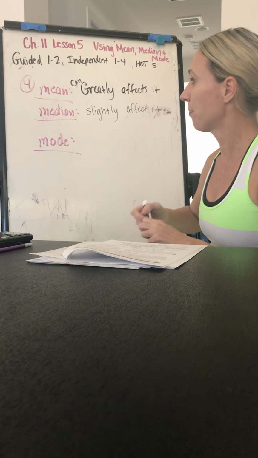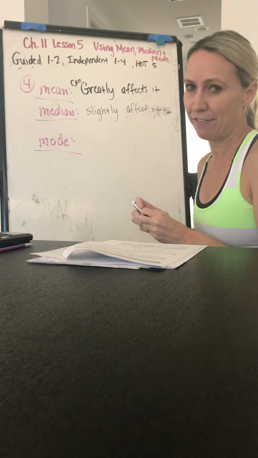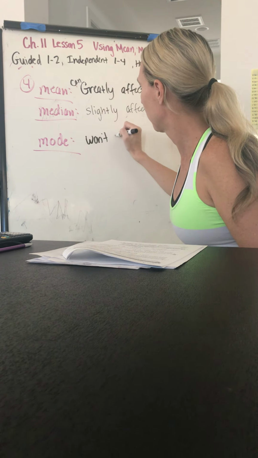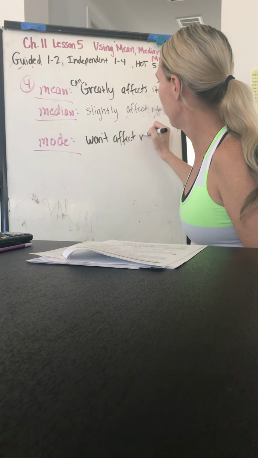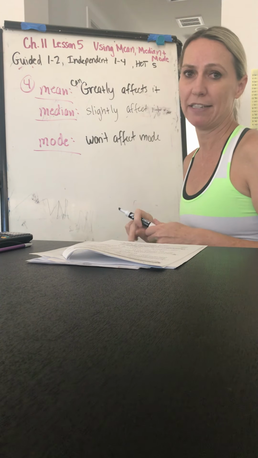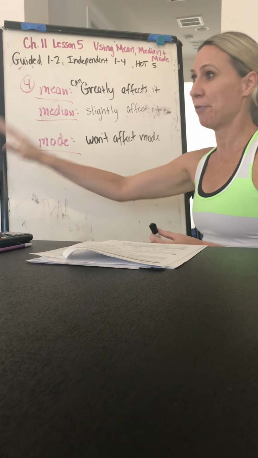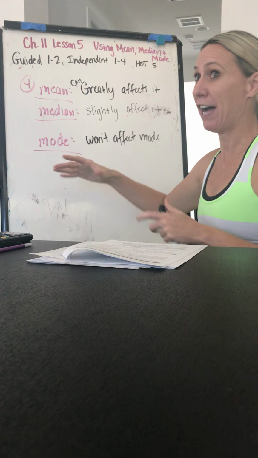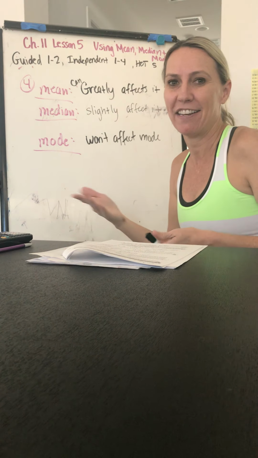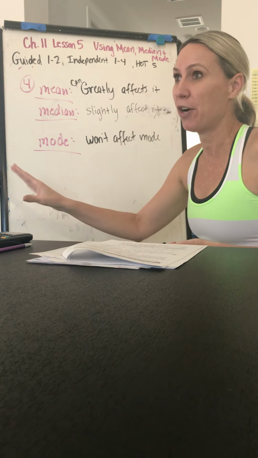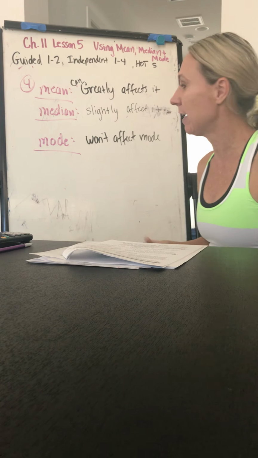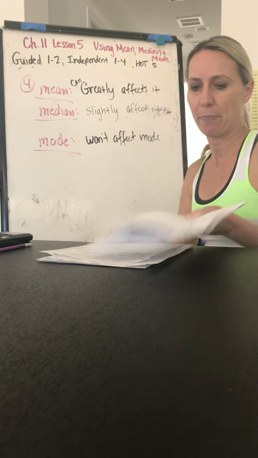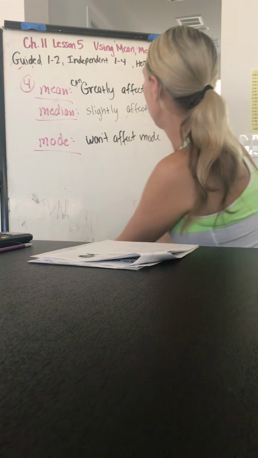The mode, though, an outlier shouldn't affect the mode at all. I'll just say it won't affect the mode. And the reason why is because an outlier should be a number all by itself that's nowhere near the rest of the data. So if there's 5 of those, then it's not going to be considered an outlier. Even though it's far away, if there's a whole bunch of them, it's not an outlier. It changes the number occurred, and that won't happen.